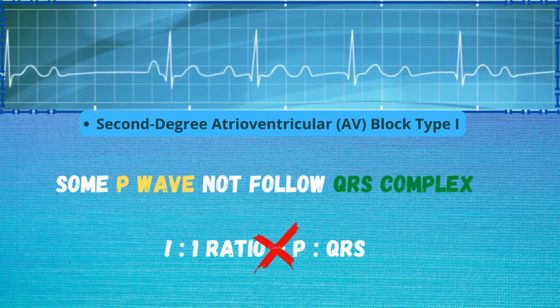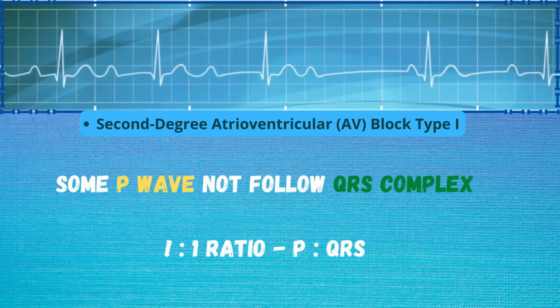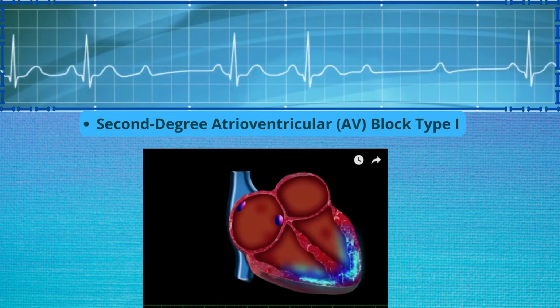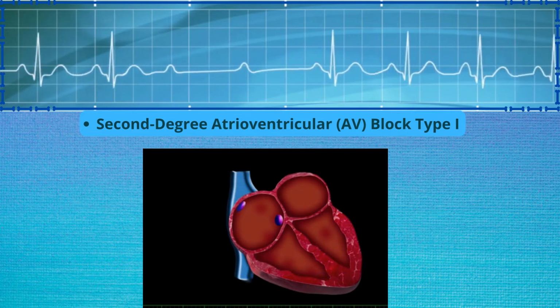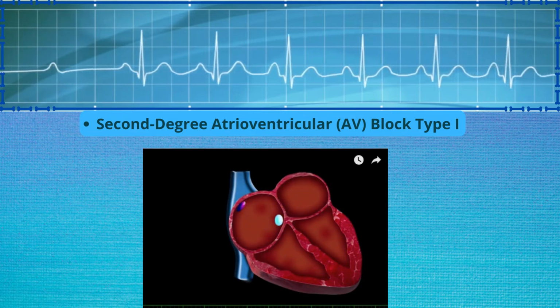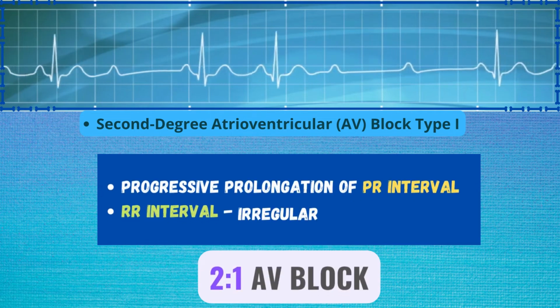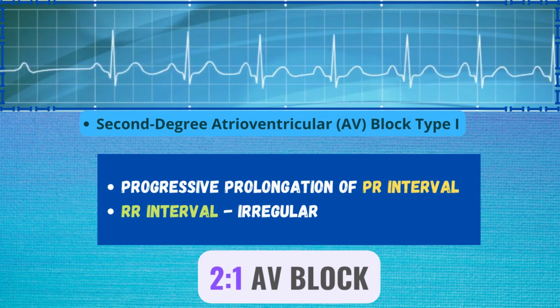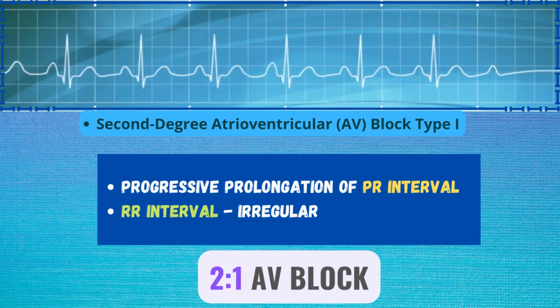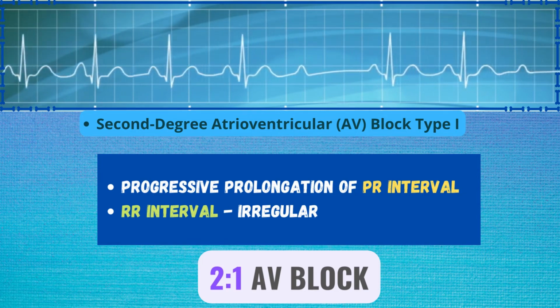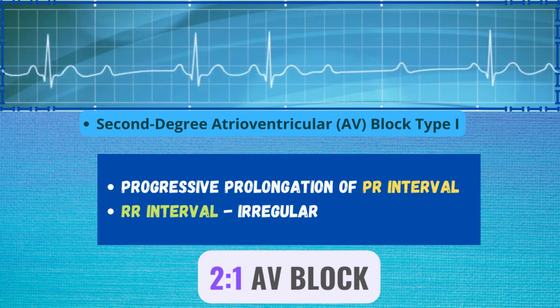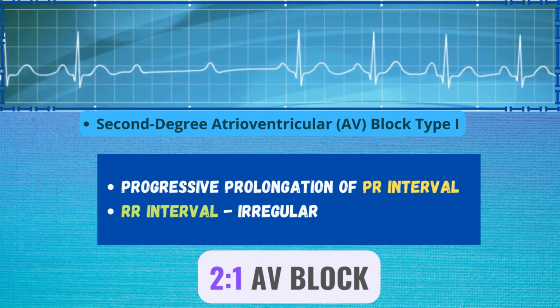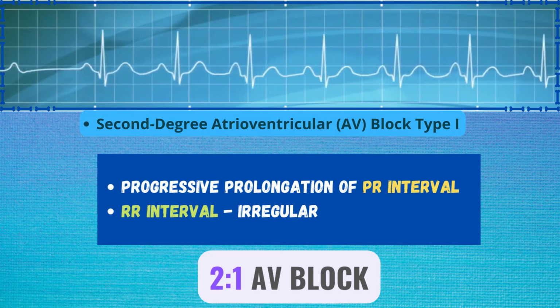The second-degree type I AV block is distinguished by an increasing delay in AV nodal conduction until a P wave fails to pass through the AV node. A second-degree type I AV block occurs when conduction within the AV node itself is delayed in this progressive manner. This causes an irregular RR interval and progressive prolongation of the PR interval. This is also called 2:1 block.